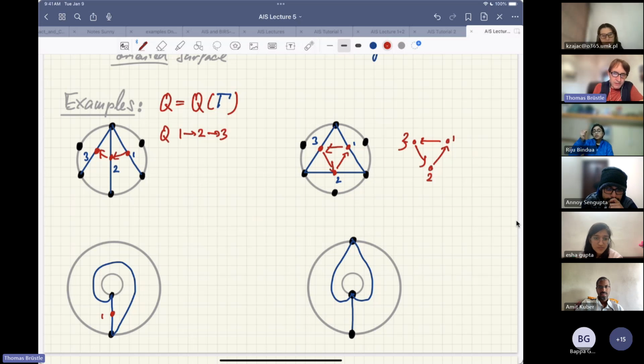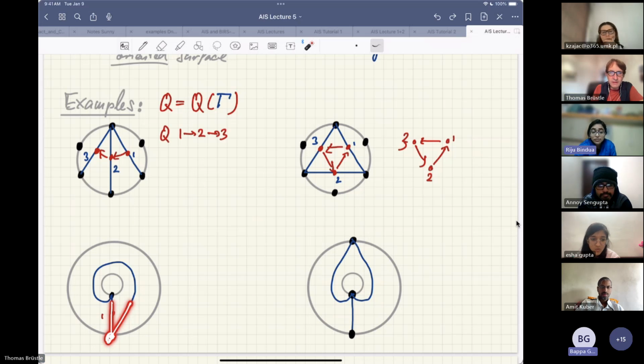So if I do this slowly, these two arcs join here at a common marked point. And clockwise means there's an arrow from where to where? One, two. I go clockwise, I go from 1 to 2. That's okay? Yes. Good.